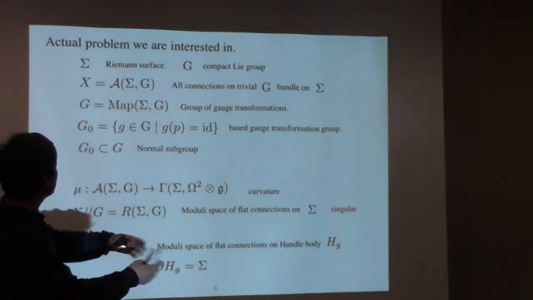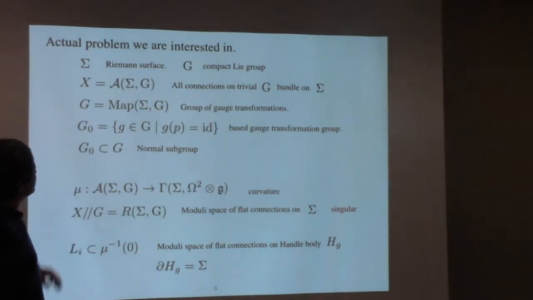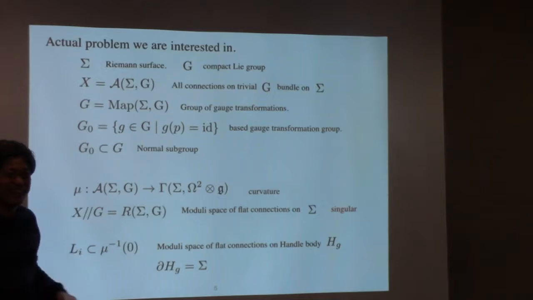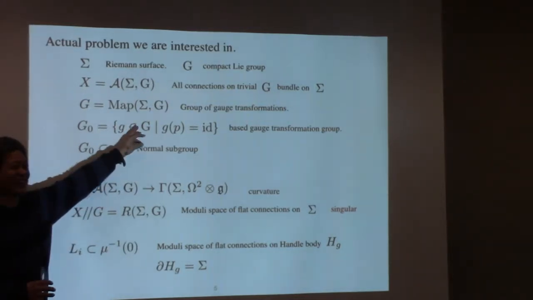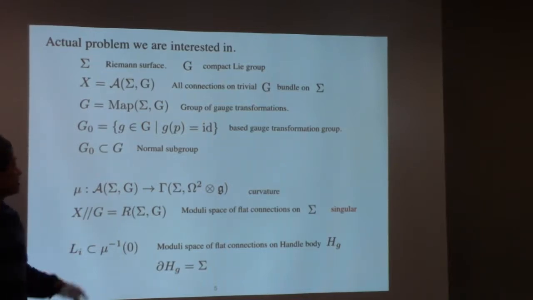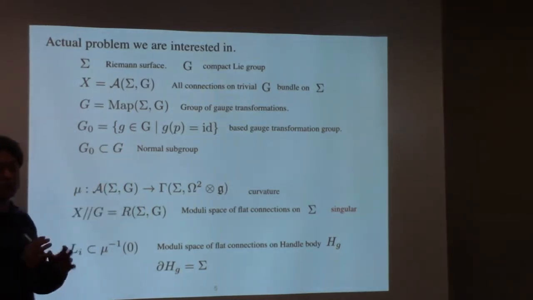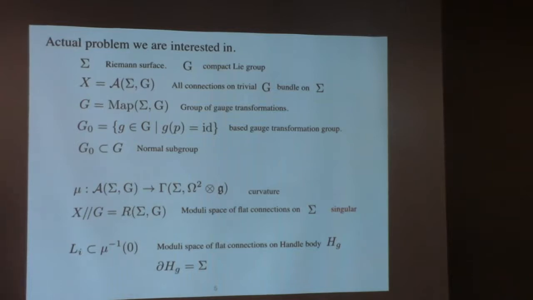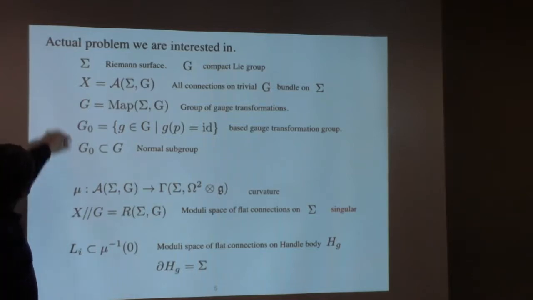And there's a very famous G action, and G0 is the so-called based gauge transformations. I'm sorry, this is Roman. Yeah, this is italic. So you have gauge transformations which are the identity at a fixed base point. That is this G0. Now this is a normal subgroup, and the quotient is the gauge group, this Roman G.